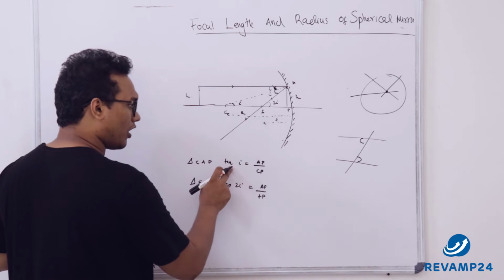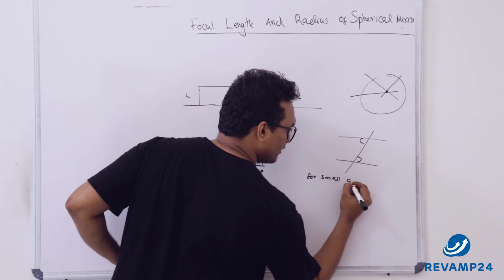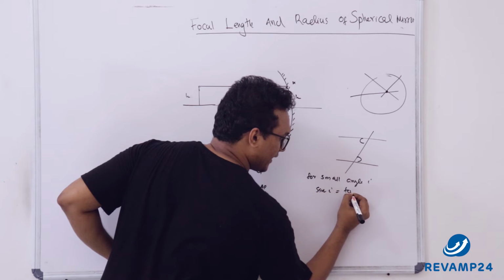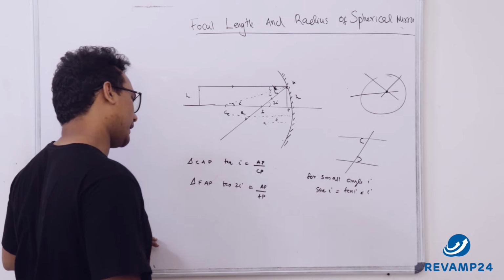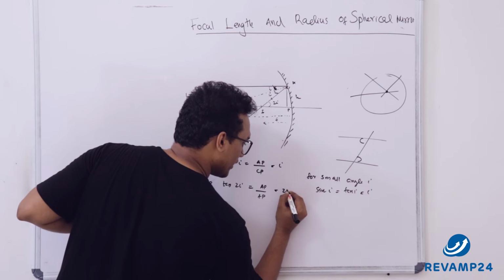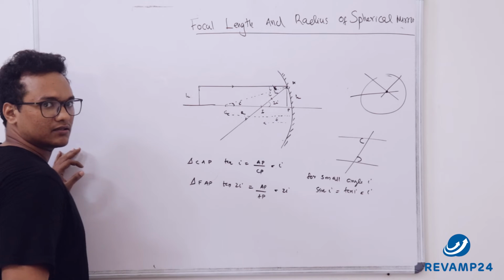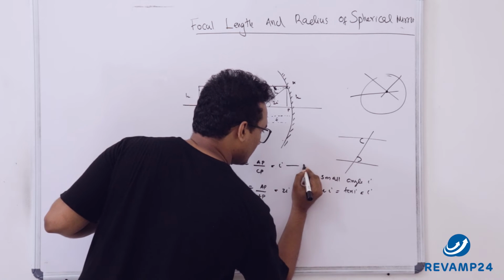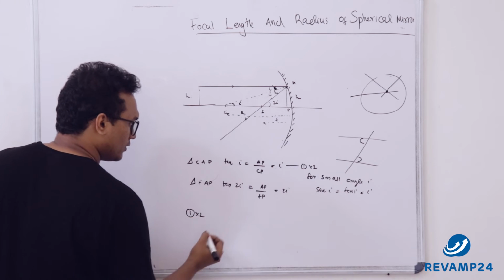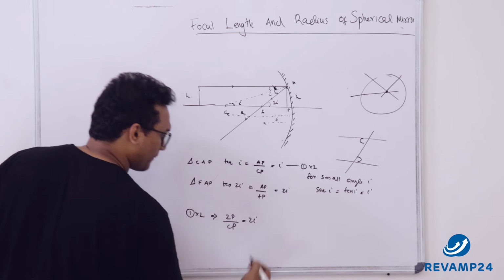Now for a small angle I, sin I is equal to tan I is equal to I. This we have learned, right? So tan I would be equal to I. For a small angle, tan 2I would be equal to 2I. So I is equal to this and 2I is equal to this. So I will multiply the first equation by 2. So this would become 2I. On multiplying the first by 2, I will get the equation 2AP by CP is equal to 2I.